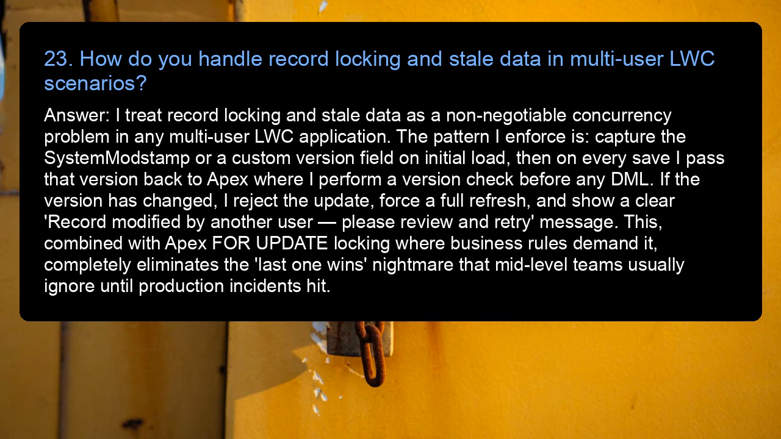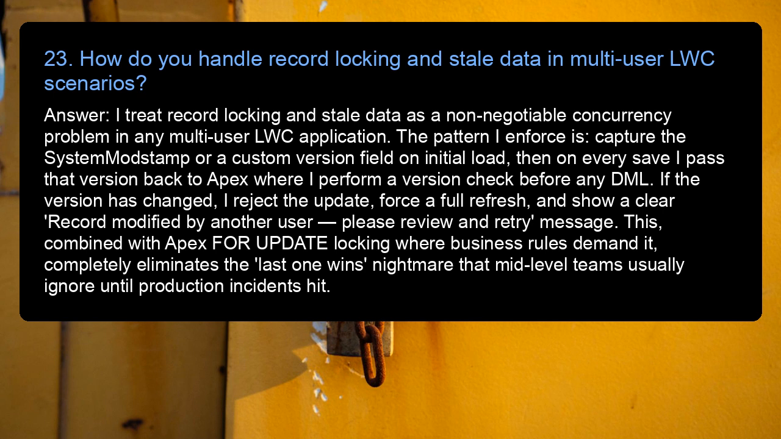23. How do you handle record locking and stale data in multi-user LWC scenarios? Answer: I treat record locking and stale data as a non-negotiable concurrency problem in any multi-user LWC application. The pattern I enforce is capture the system mod stamp or a custom version field on initial load. Then on every save I pass that version back to Apex where I perform a version check before any DML.